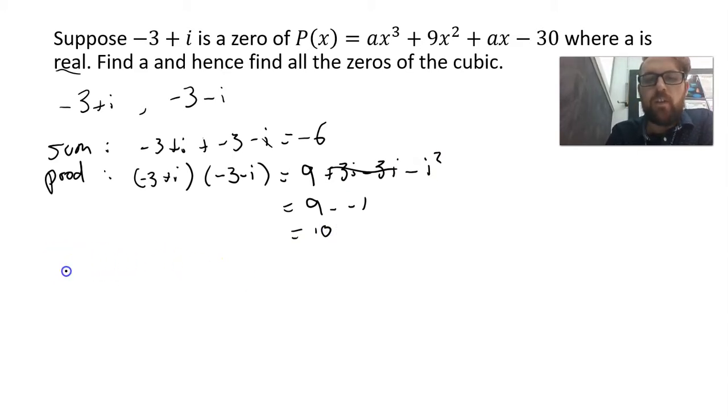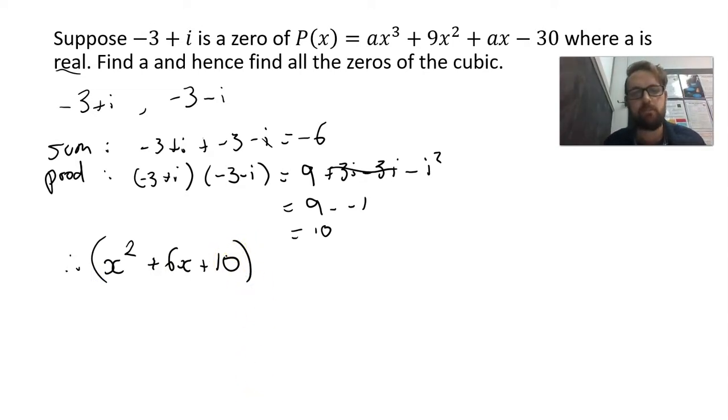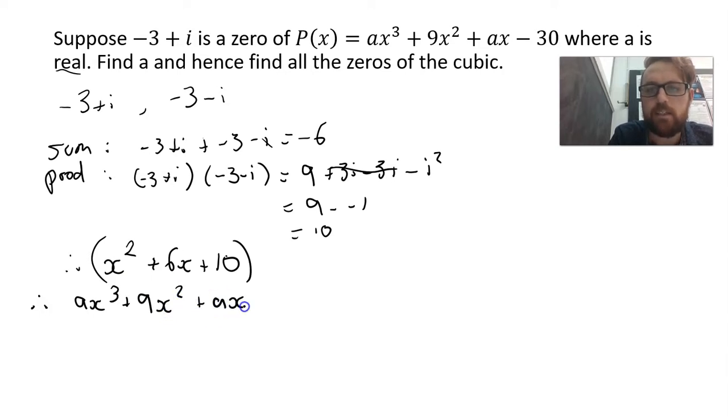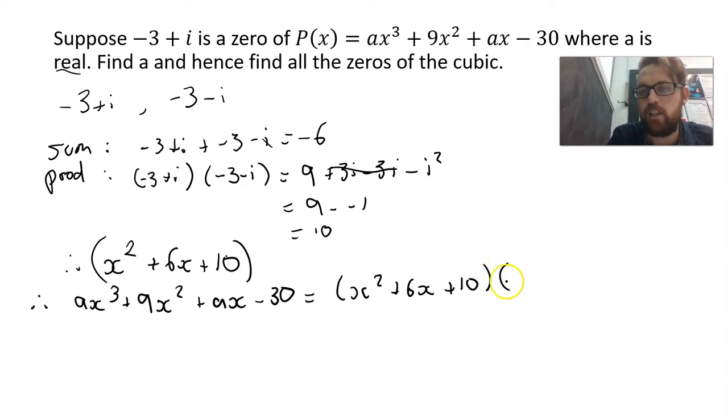So if I wrote these two as a quadratic, you write x squared, then subtract the sum, it's a negative 6, so it becomes plus 6x, plus 10 for the product. So that's going to be one of the quadratic factors. Therefore we know that our original ax cubed plus 9x squared plus ax minus 30 has to equal x squared plus 6x plus 10 times a linear factor. Let's call it hx plus j.